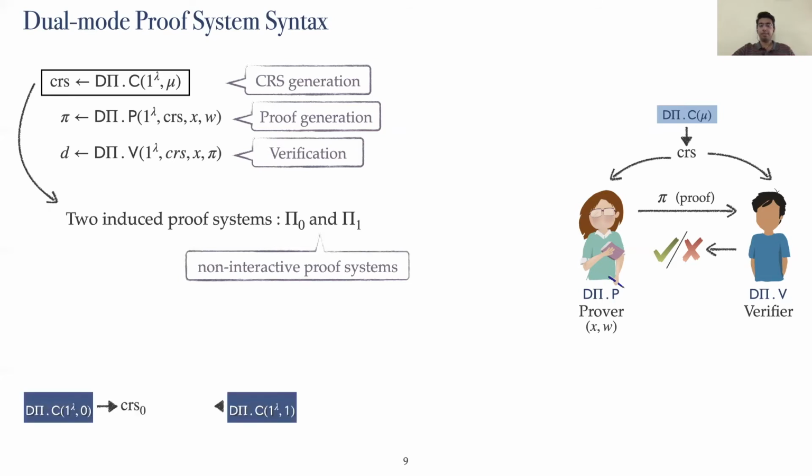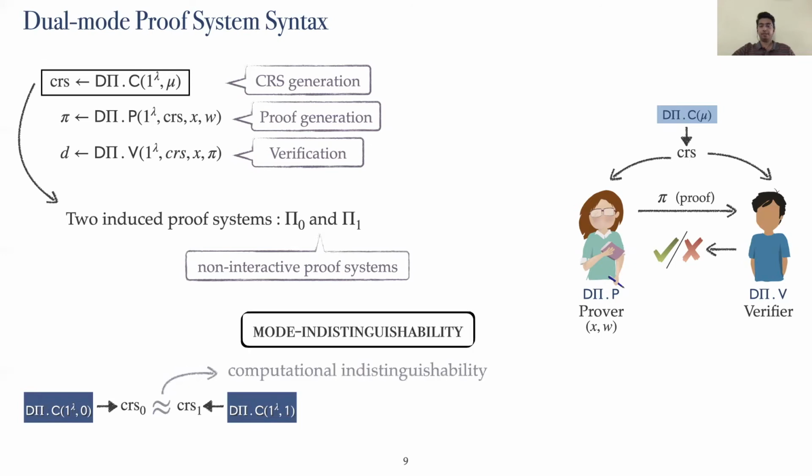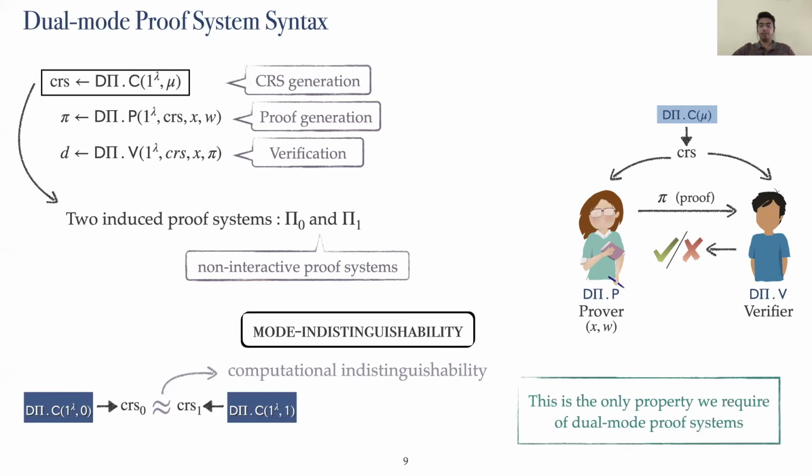The only requirement we make of our dual mode proof systems is that the common reference strings generated in these two modes be computationally indistinguishable. We call this property mode indistinguishability, and it is the only property that we will mandate for our dual mode proof systems.